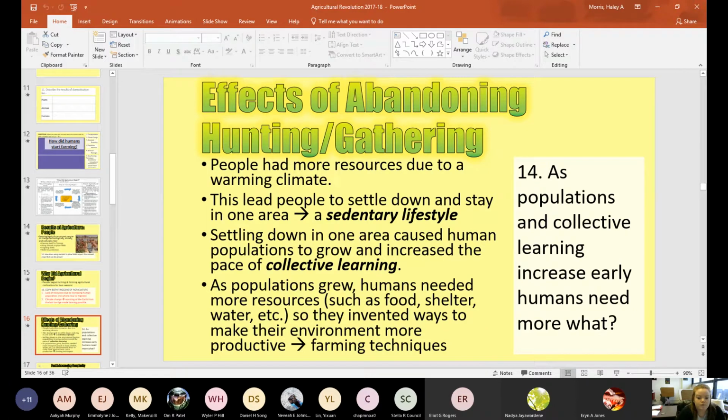So number 14 says, as populations and collective learning increase, early humans need more what? Who knows what they needed more of? It says it on the board, in the fourth bullet. Resources? Yep, they needed more resources. So, as populations and collective learning increase, early humans need more resources.